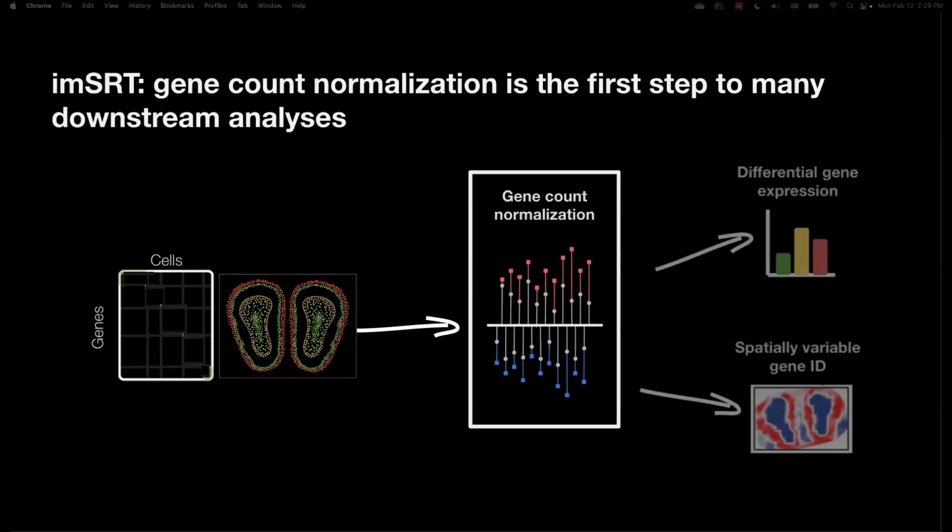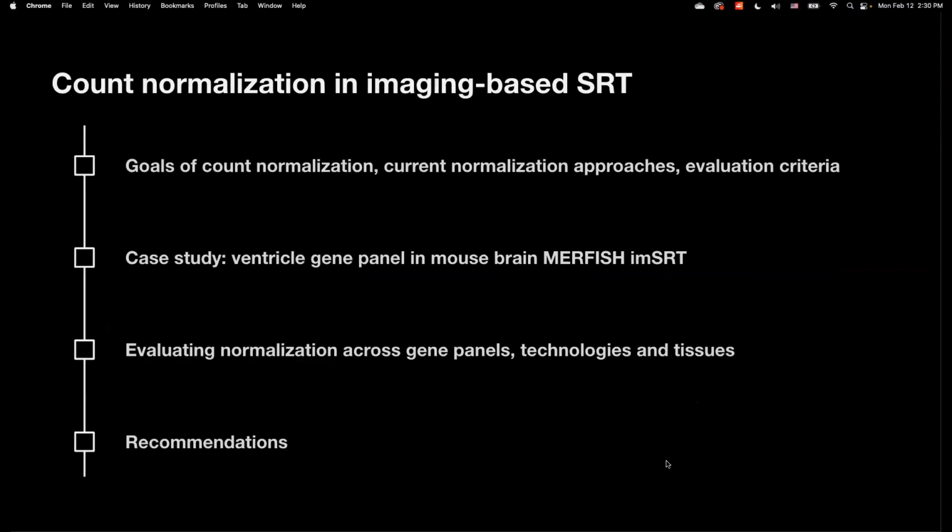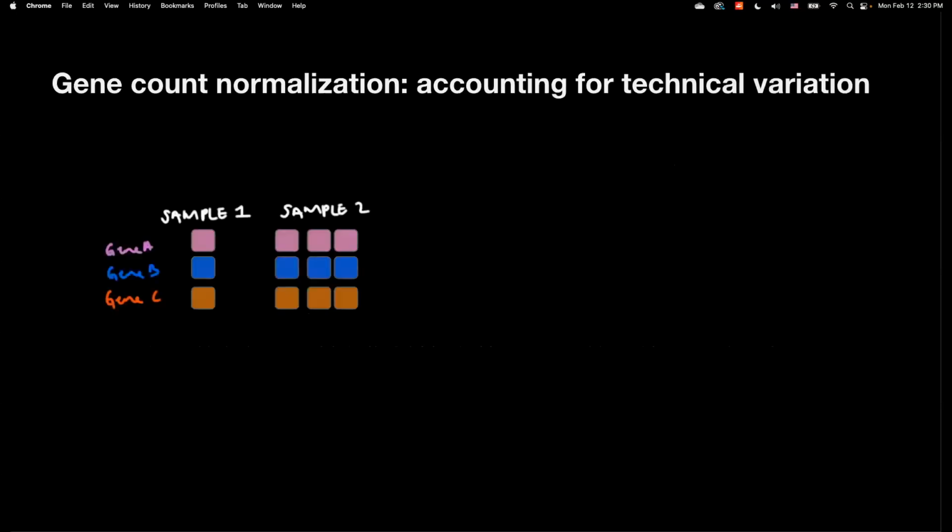What I mean specifically here, I'm using normalization to refer to the adjustments made to the detected number of raw gene counts before any downstream analysis. Today I'll briefly go over what the goals of count normalization are, what current normalization approaches exist, and how we're evaluating performance of normalization approaches. I'll go over a specific evaluation we did in one case study with MERFISH mouse brain data, and talk about how the results from that case study extend to different contexts. And then finally, I'll talk about some recommendations we suggest based on some of the observations we made in this study. To start off with, what are the goals of count normalization?